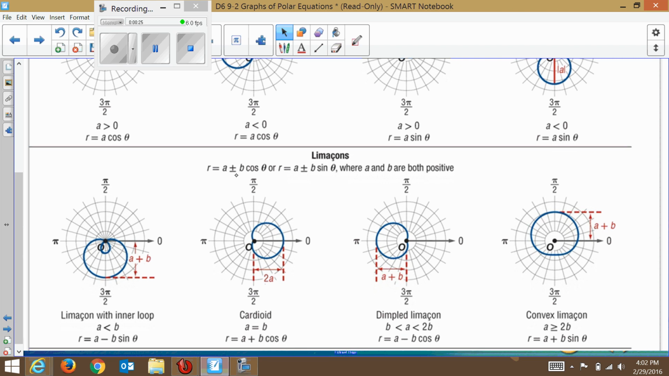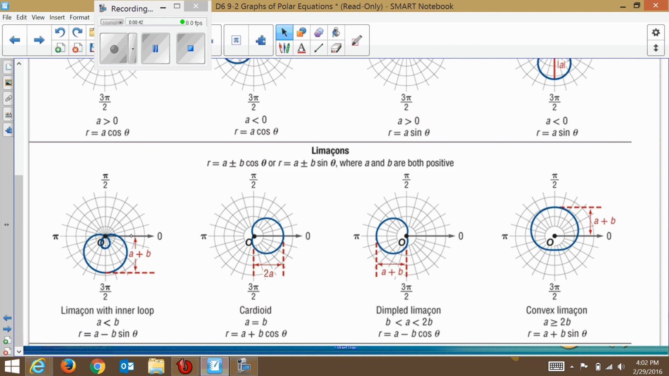If I have a plus or minus b cosine or a plus or minus b sine, where a and b are both positive, it's this curve called a limacon. That's when you have a and b where they're both positive values. Now, if a is less than b, you have this little loop. If a is equal to b, you see there's no loop. This is actually a cardioid because there's no loop. Limacon specifically would have an inner loop.